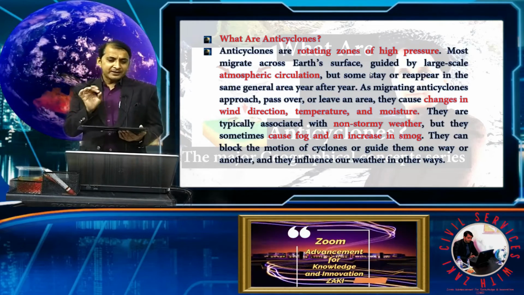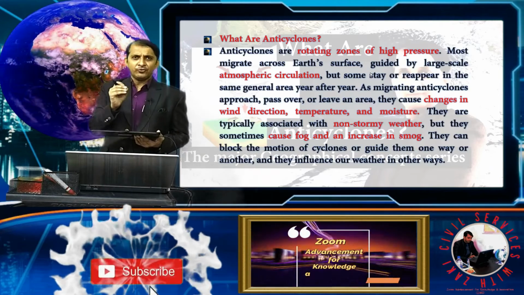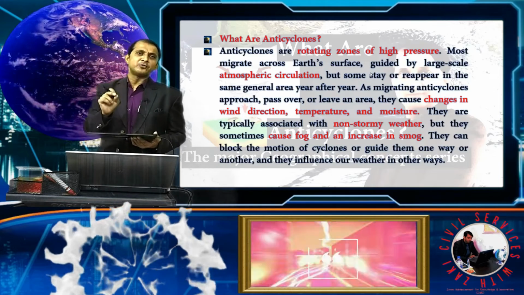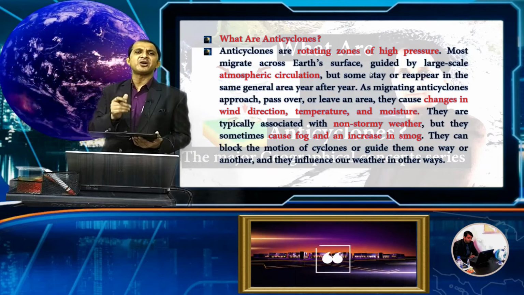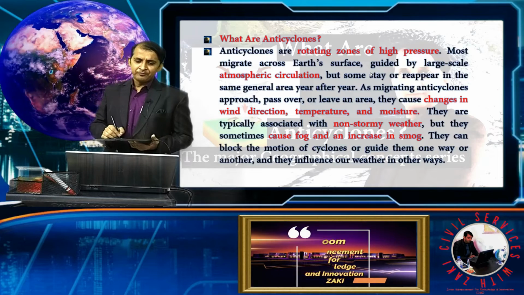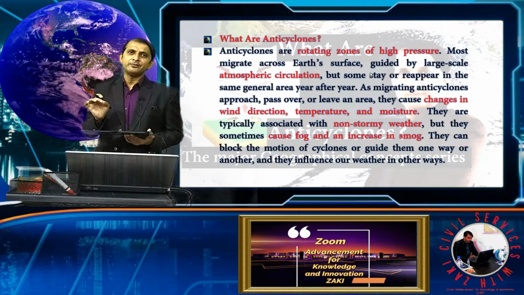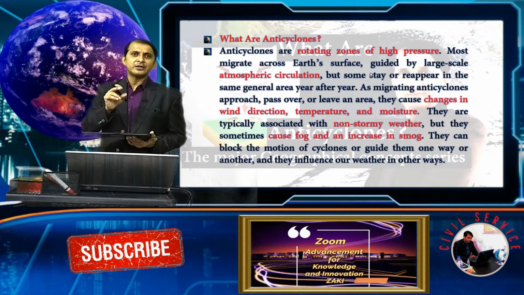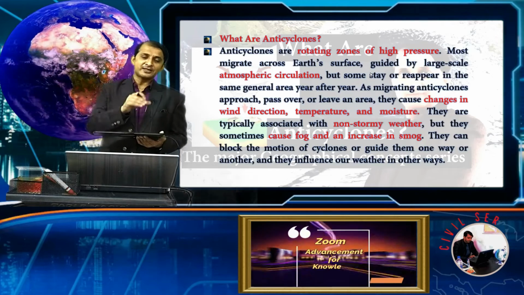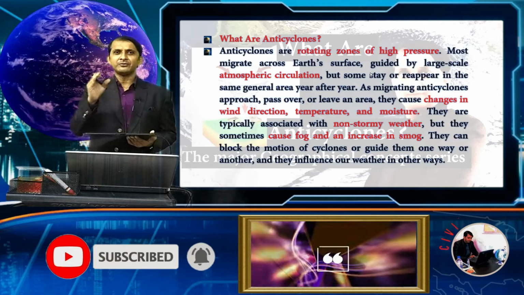But they sometimes cause fog and an increase in smog. In some anticyclone areas we can find fog and smog because of temperature inversion. They can block the motion of cyclones or guide them one way or another, and they influence our weather system. Now we move forward and understand the influence of these weather systems.